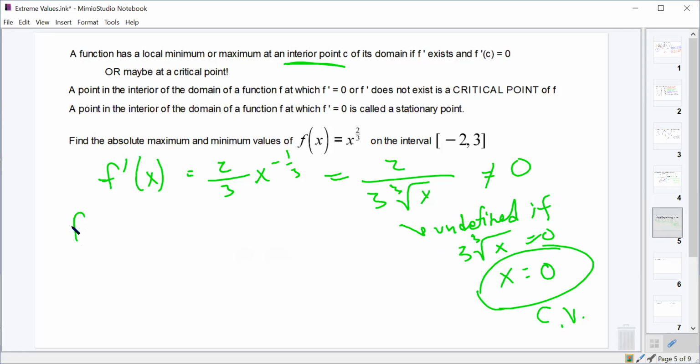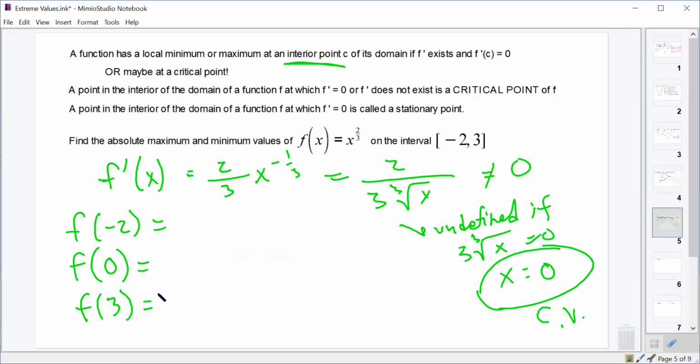So we'll see what's f of -2. We'll figure out what's f of 0. And we'll figure out what's f of 3. Whichever one is the largest is our absolute max on that interval. Whichever one is the smallest is the absolute min. And whichever one is neither of those, we can forget about it.